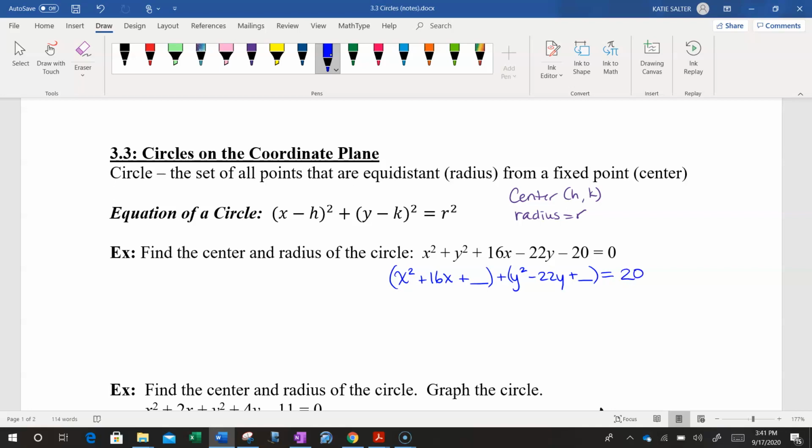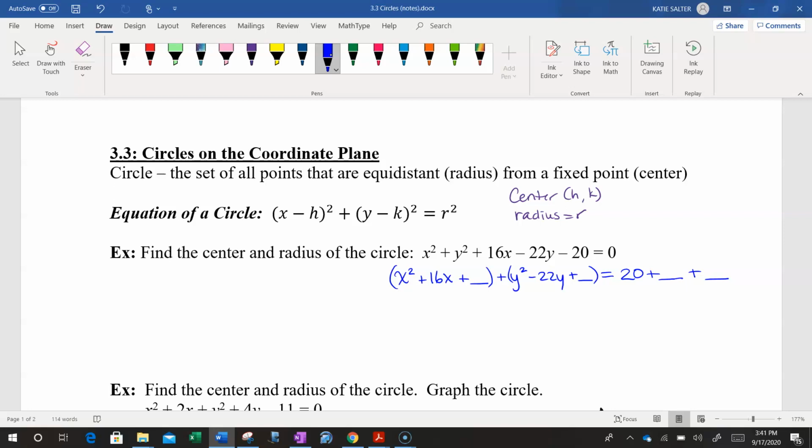And then we know the golden rule of working with equations is what we do to one side, we must do to the other. So since we're going to add blank to the x's, we've got to add it over to the right side too. And since we're going to add blank to the y's, we've got to add it over to the right side too. So if we add 2 blanks to the left, we must add 2 blanks to the right.